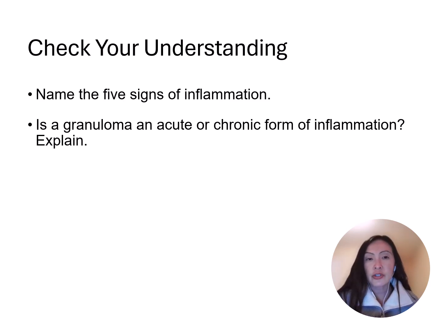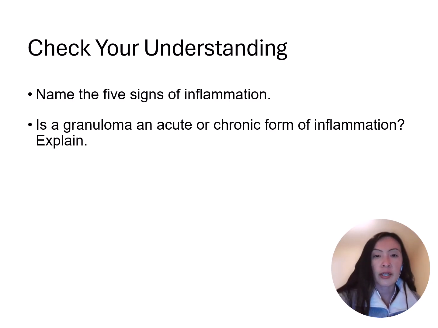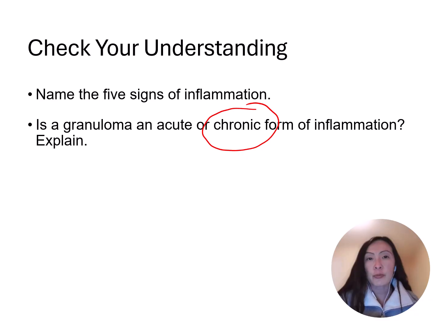The second checkpoint question asks, is a granuloma an acute or chronic form of inflammation? Explain. So a granuloma is a form of chronic inflammation. Granulomas form when the immune system cannot eliminate a persistent pathogen. So macrophages, lymphocytes, and other white blood cells will wall off the infected area to contain it, and this occurs over long periods, not during that rapid response of acute inflammation. An example is the one I just showed you in that picture, the tuberculosis tubercle found at that lung tissue.